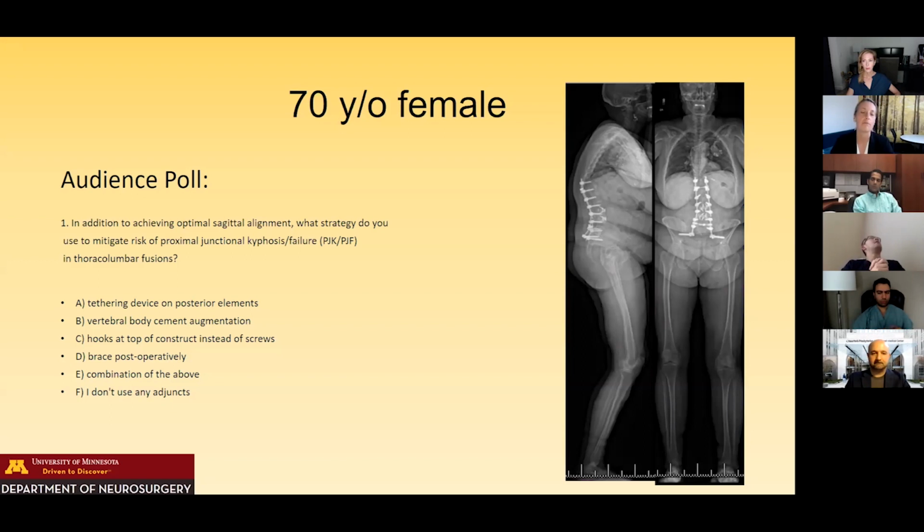And there was a great recent paper published about using UIV+2 if you're going to use a posterior tether. So traditionally we might think, oh, we'll just tether a level above, but that's really not optimal. Really 2 levels above is. And also that same study showed that you can over-tension someone by adding a tether, and you can actually induce failure that way. So again, important. This is a space that needs more definition and work, but again, it's a large focus in deformity surgery right now.